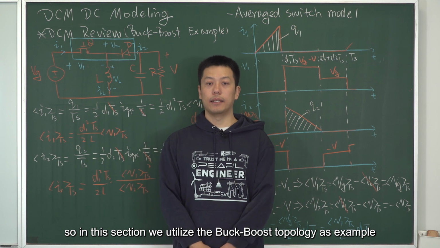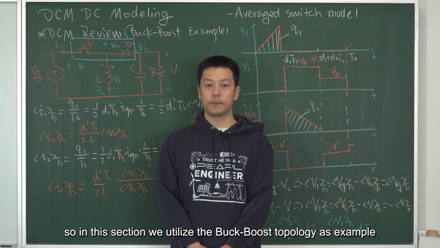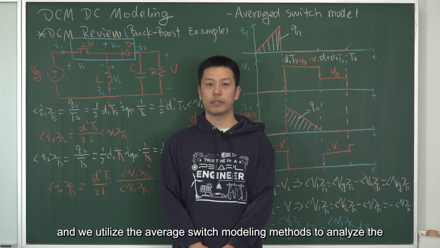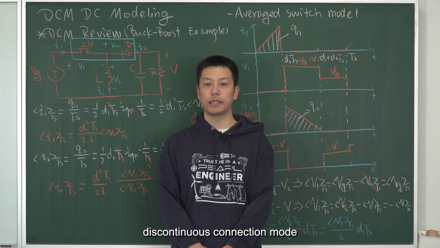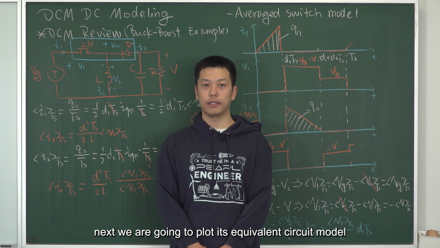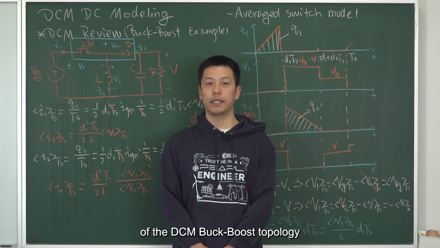So in this section, we utilized the buck-boost topology as the example, and we utilized the average switch modeling method to analyze the discontinuous conduction mode. Next, we are going to plot the equivalent circuit model of the DCM buck-boost topology.